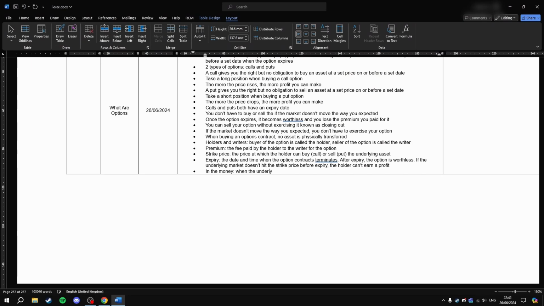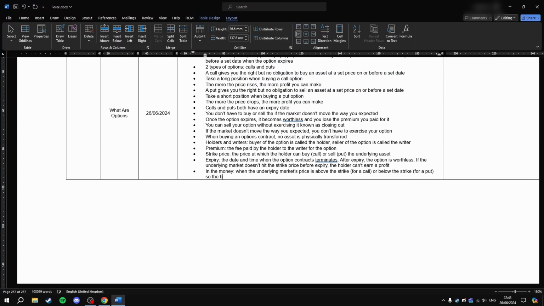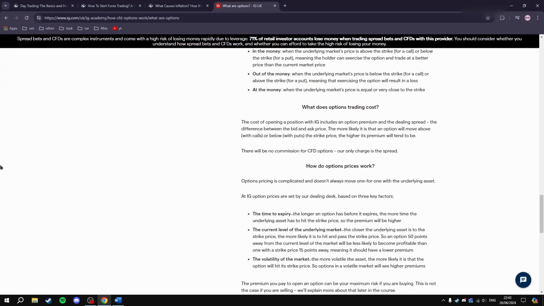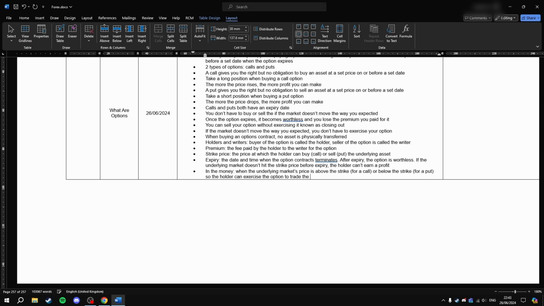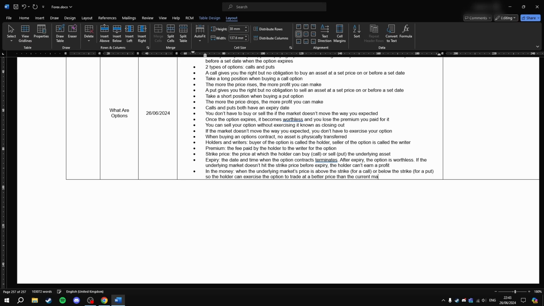So when the underlying market's price is above the strike for a call, or below the strike for a put, the holder can exercise the option to trade at a better price than the current market price.